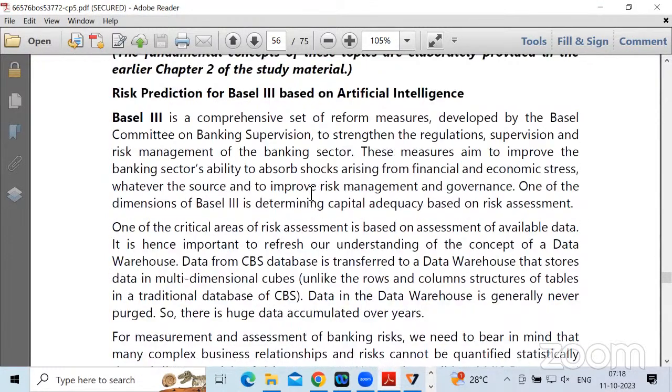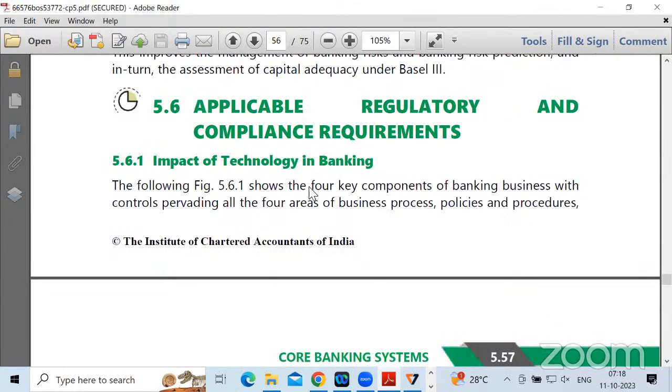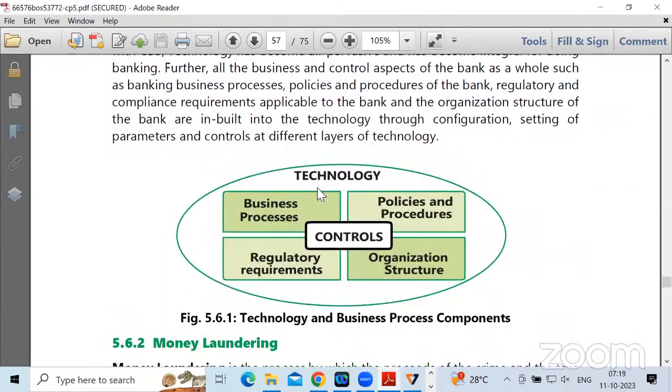Right, Basel 3 recommendations, please go through those.